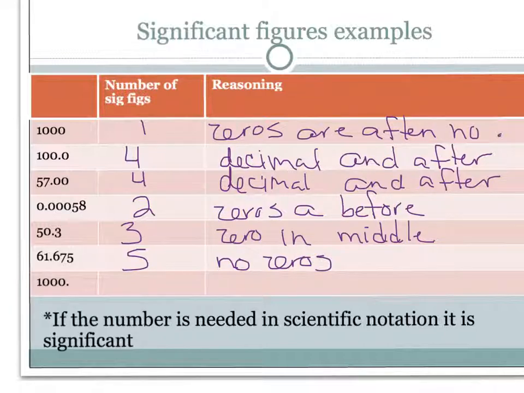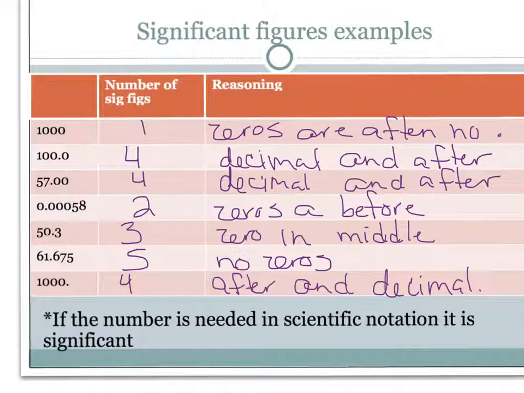And then our last example is the number 1,000 with a decimal at the end. In this example, we have 4 significant figures because the zeros are after and there's a decimal. So the only rule you really have to worry about that can get confusing is the one where the zeros come afterwards. If there is a decimal, then those zeros are significant. If there is not a decimal, then those zeros are not significant.